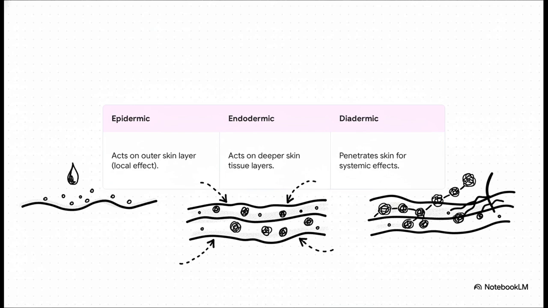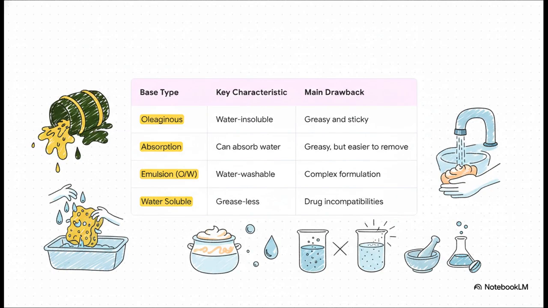Then you have endodermic ones, which go a little deeper into the skin's living tissues. And finally, you have diodermic ointments. These are the ones designed to travel all the way through the skin and into your bloodstream, like a nitroglycerin ointment for heart conditions.